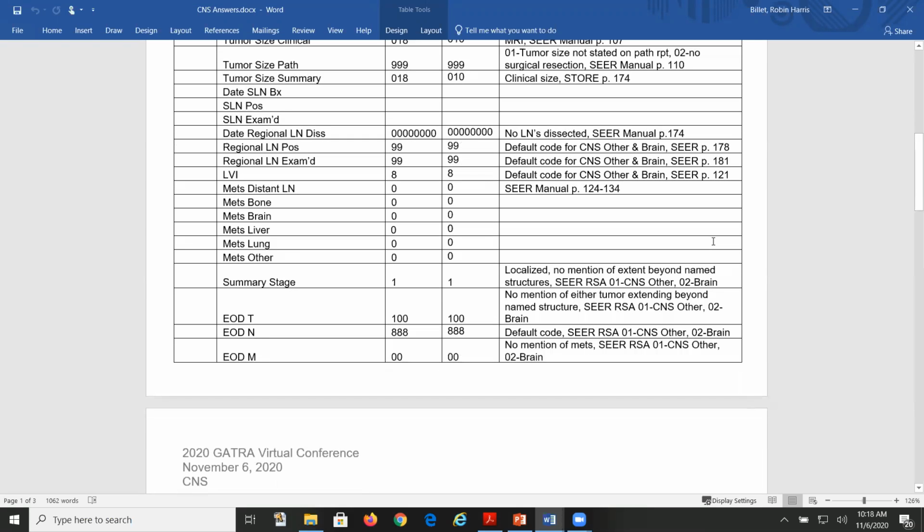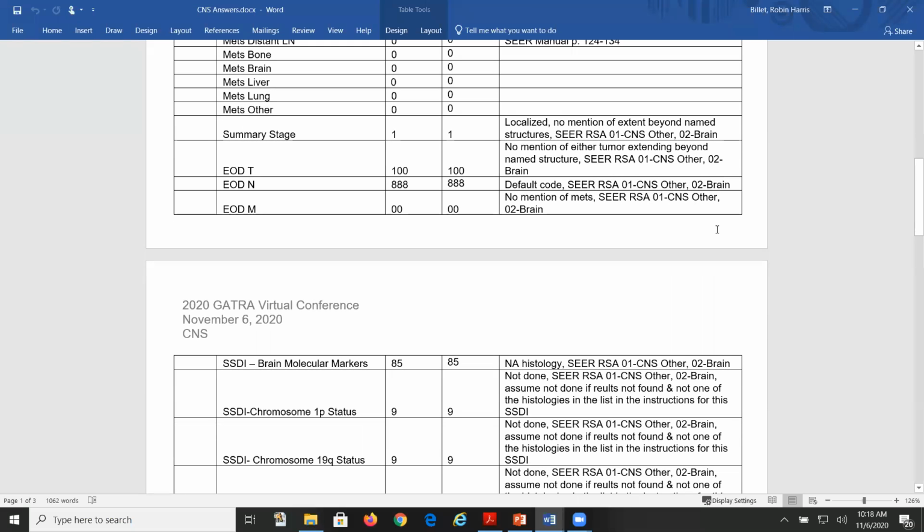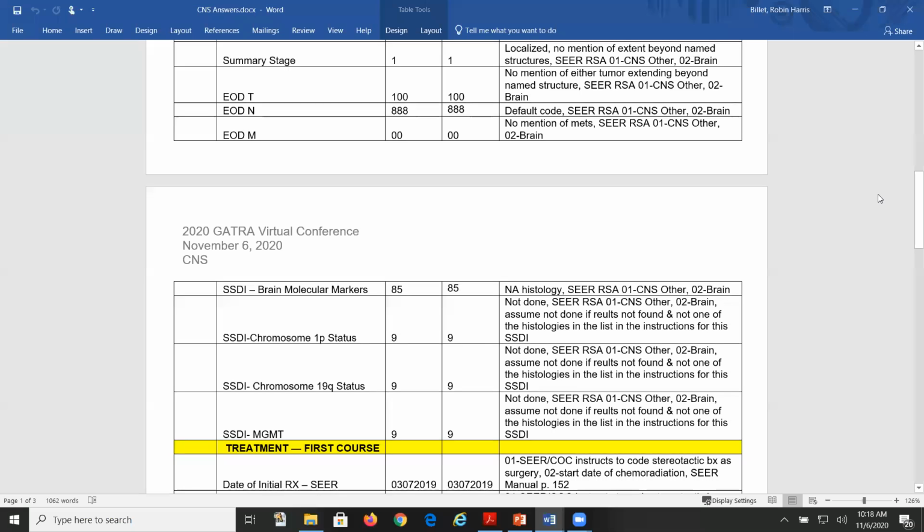And all of our METS fields are coded 0s as we had no indication of METS in the case. Our summary stage is 1 for both, localized. There was no mention of extent beyond the named structures. EODT for both is 100. Again, no mention of tumor extent beyond the named structures. EOD regional nodes is 888. This is the default code for both of these sites. EODM METS is 00, no mention of METS.